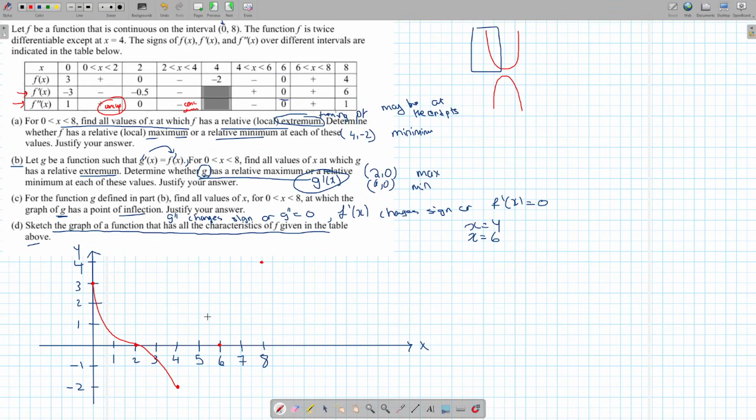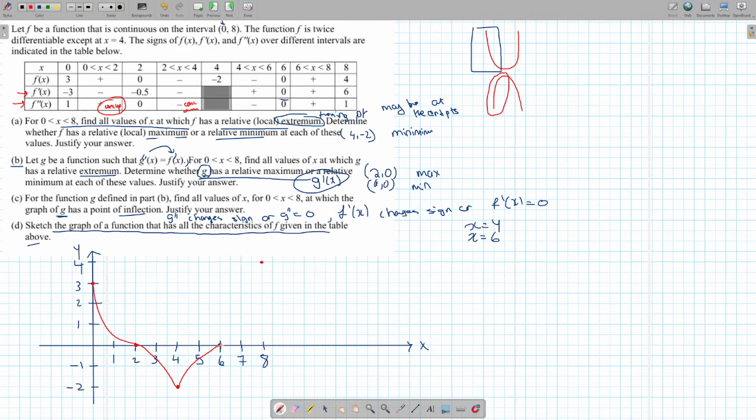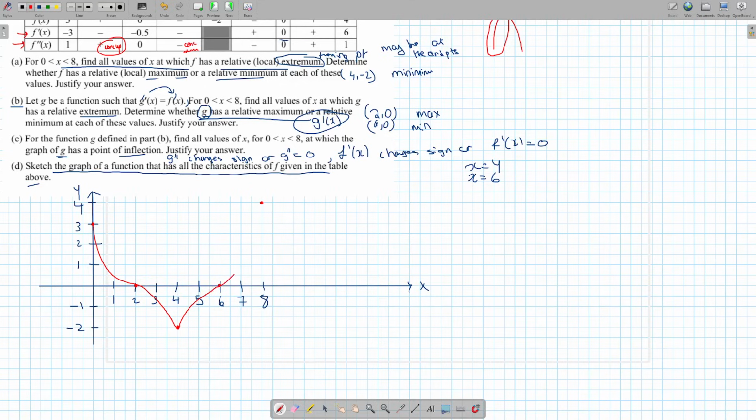Now, I'm going to increase to 6. And from 4 to 6, it's concave down. So my increase is going to be like this. So it's going to increase like this. Now, I want to increase up to 8, and from 6 to 8 it's concave up. So I'm going to increase like this.